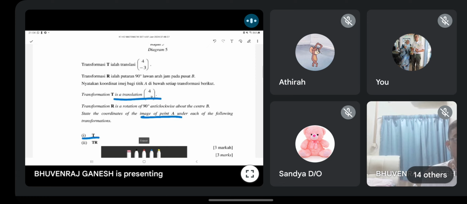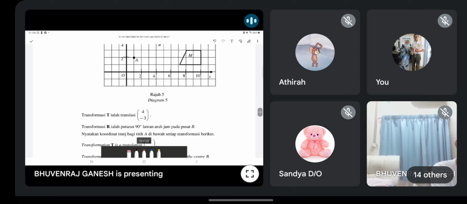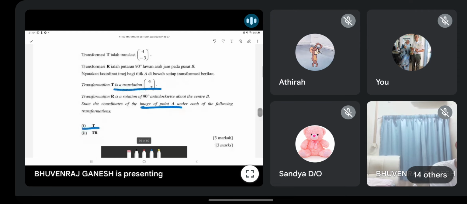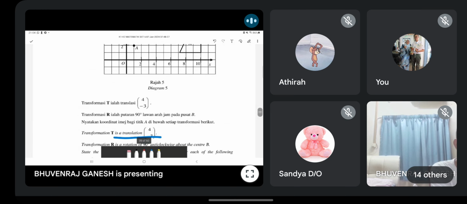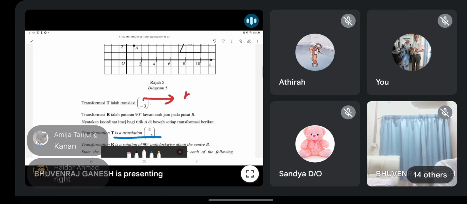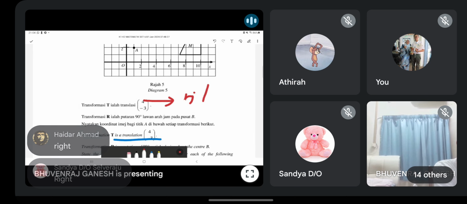Okay, yang ni senang sahaja. Kamu boleh buat. So guys, point A. Okay, so kamu kena gerak lah. 4 maksudnya apa, guys? 4 means what? Right or left? Kiri ke kanan? Kalau 4, yes, right. Negative 3 atas atau bawah? Yes, down, correct. So kamu gerak sajalah, just move the point only.